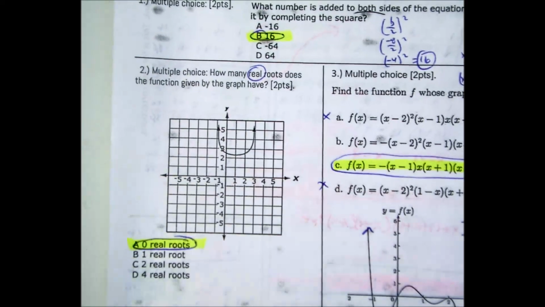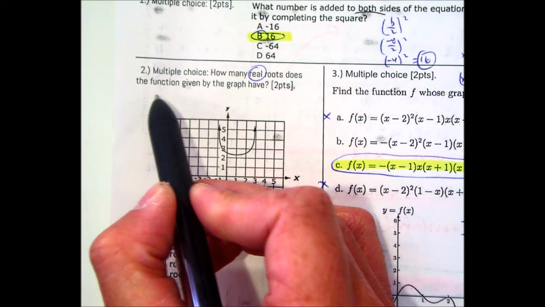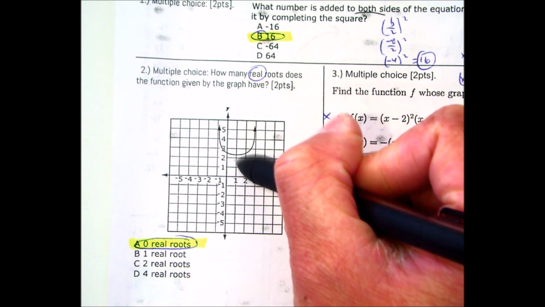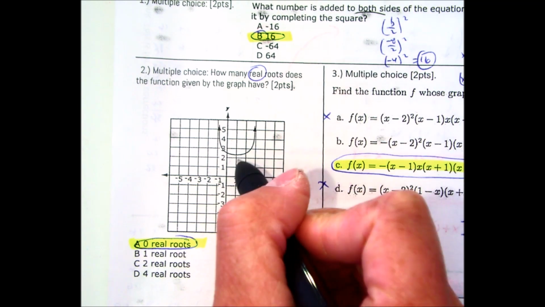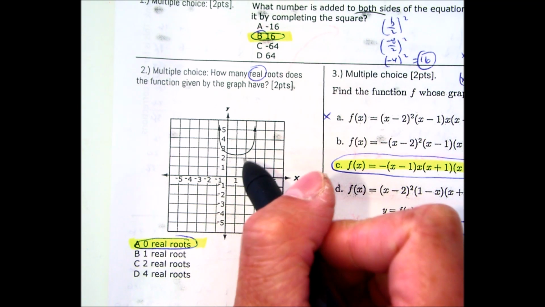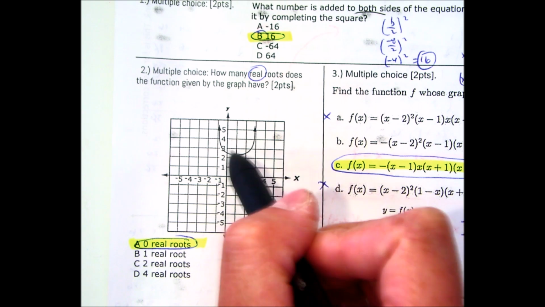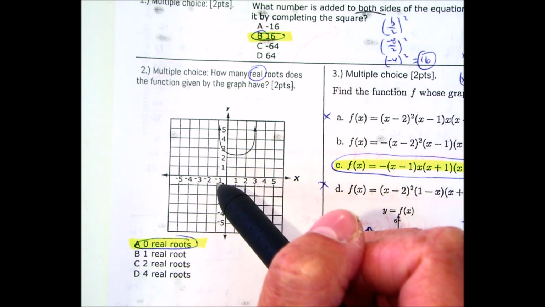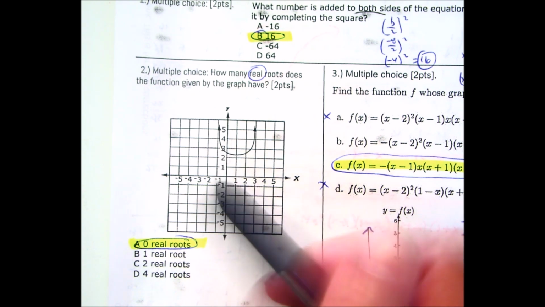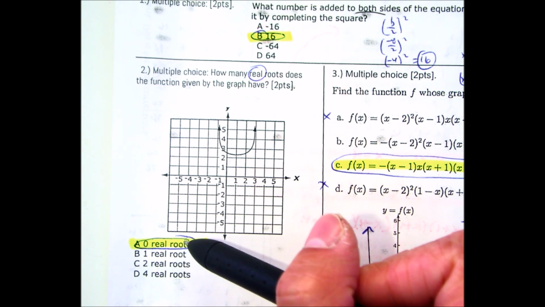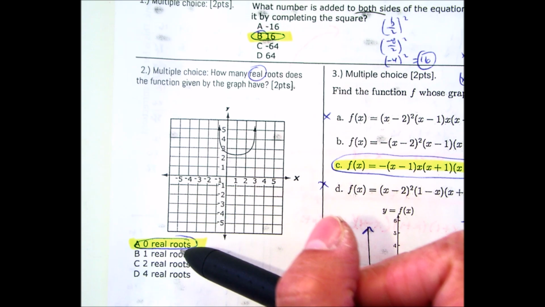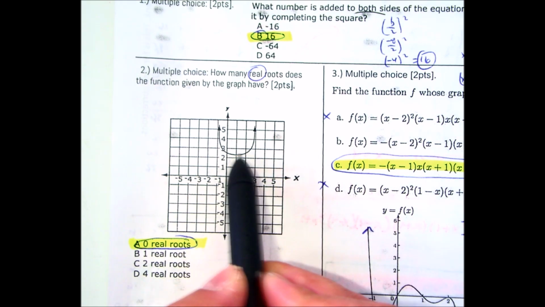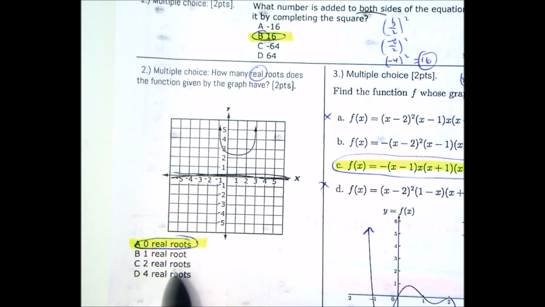Number 2, how many real roots does the function given by the graph have? Well, remember, because it's off the x-axis, it has only complex roots. I can ask a more difficult question. Based on this type of graph, let's just say you assume it's quadratic or it's an even, right? How many complex solutions should you have? Well, we know that our complex solutions come in pairs, twos. Does that make sense? So this problem, because it doesn't go through the x-axis, there are no x-intercepts, there's no real solution, so the answer is A.